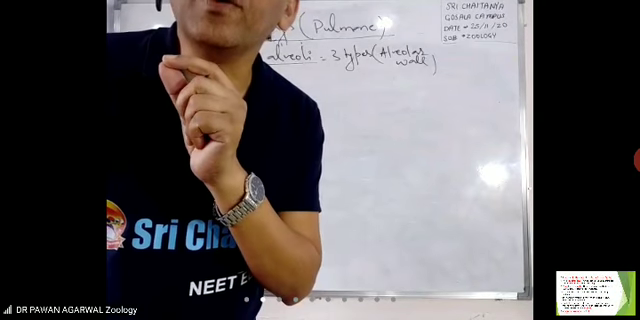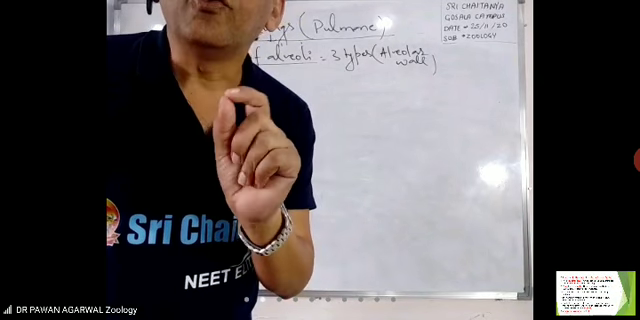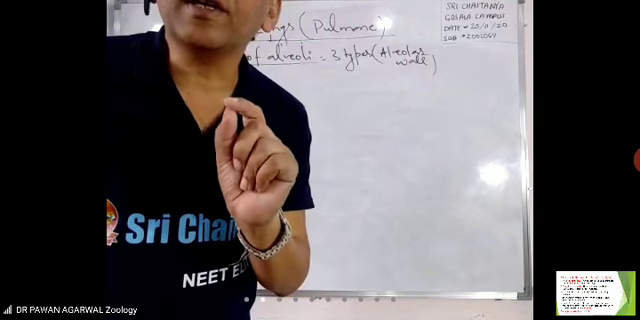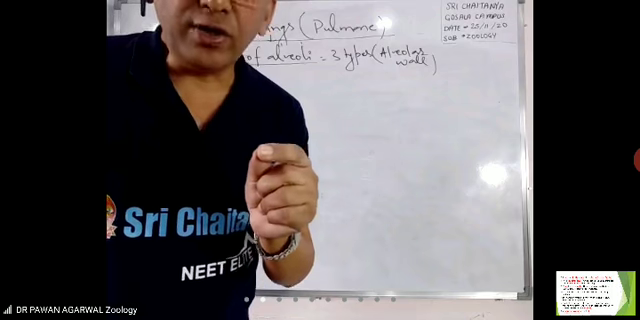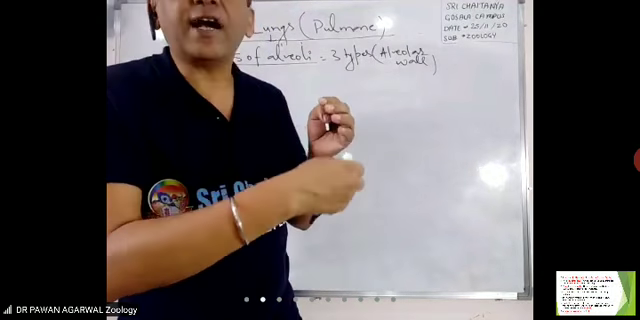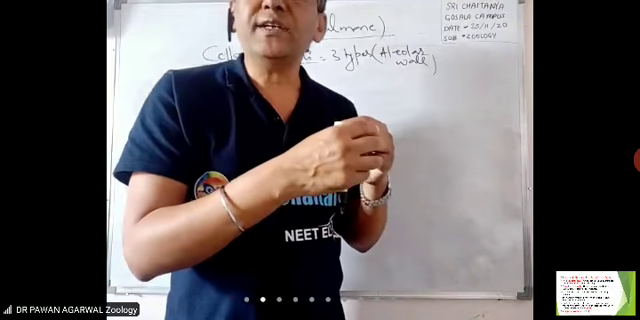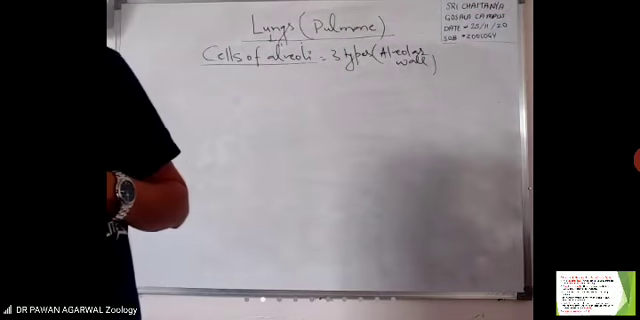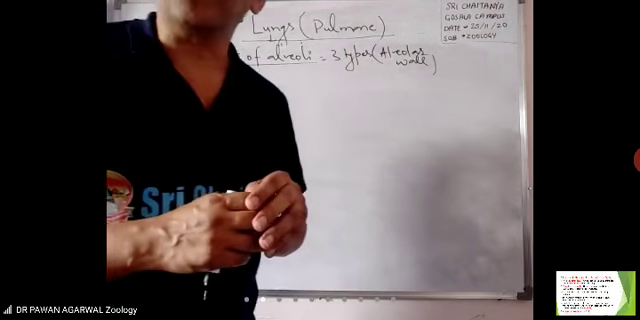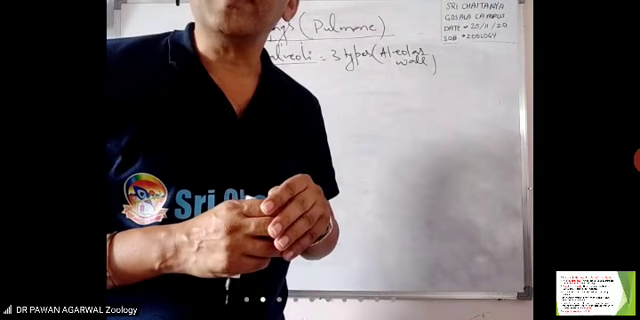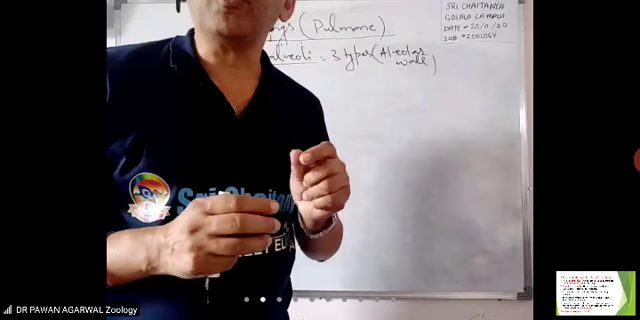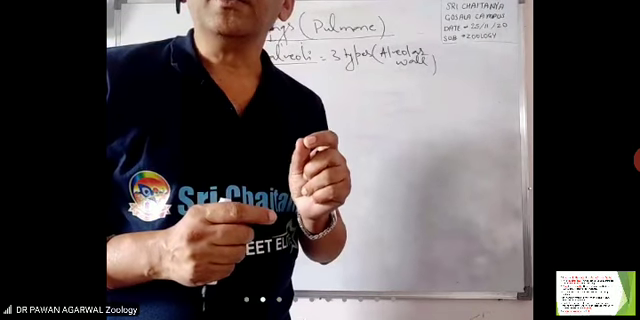Yes. Why is there a difference in the weight of the right and left lung? I told you now. In the left lung, there is a cardiac notch, so the weight is less. And in the right lung, there is no cardiac notch, so the weight is more. Clear? This is the point that you have to remember.